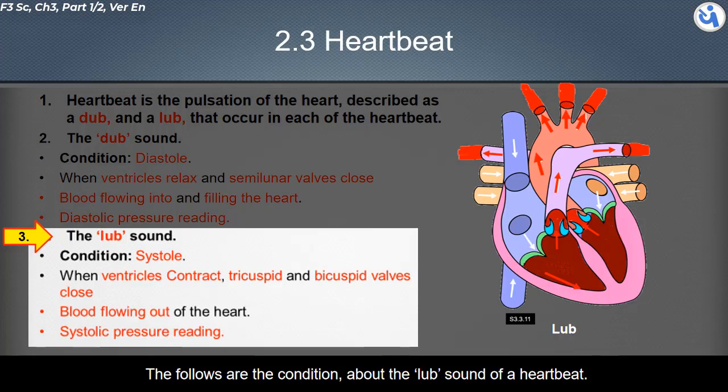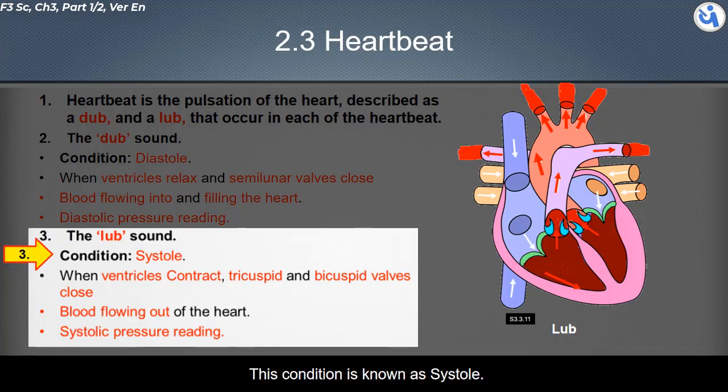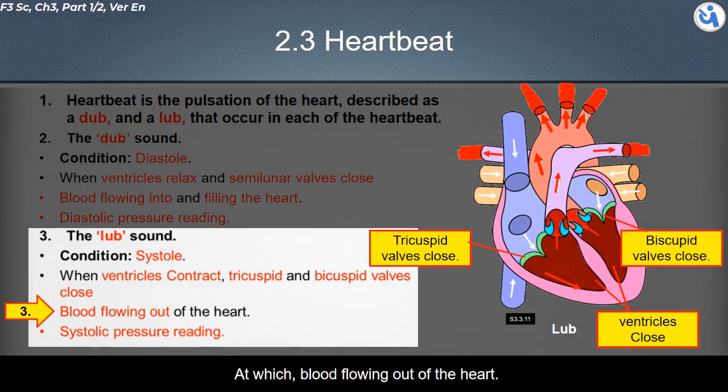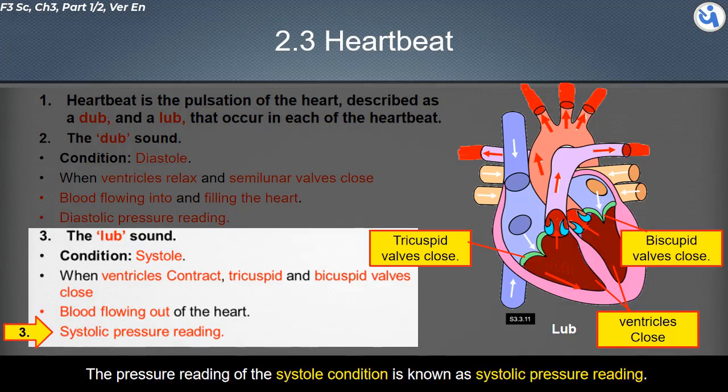The following is the condition about the lub sound of a heartbeat. This condition is known as systole. Systole happens when ventricles contract, tricuspid and bicuspid valves close, at which blood flows out of the heart. The pressure reading of the systole condition is known as the systolic pressure reading.